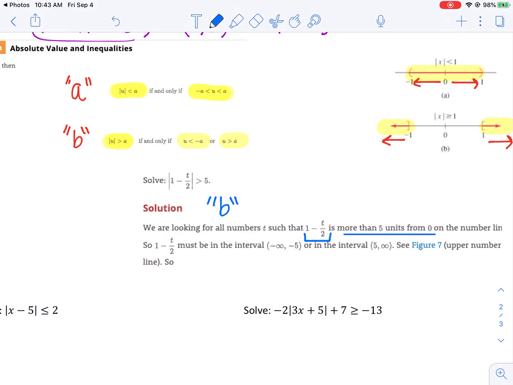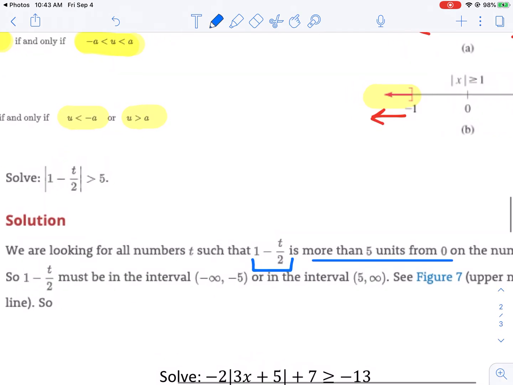Therefore, the solution must be within this interval or this one. Let's solve it and I'll show you what we mean. I'm going to put that this is a B version out here because notice the absolute value is greater than 5. So I have these two algebraic cases here. The first one is that what's in the absolute value is less than the opposite of 5, which would be this area right here.